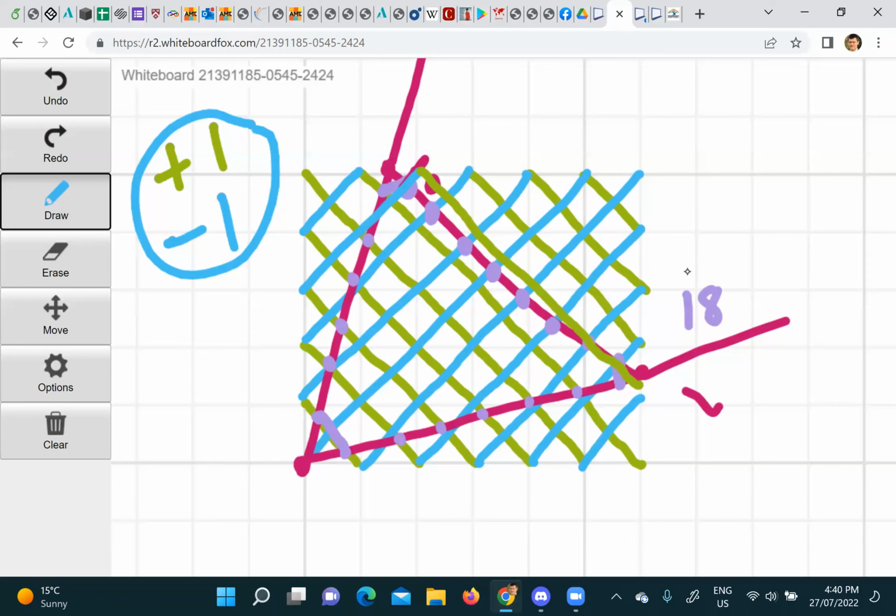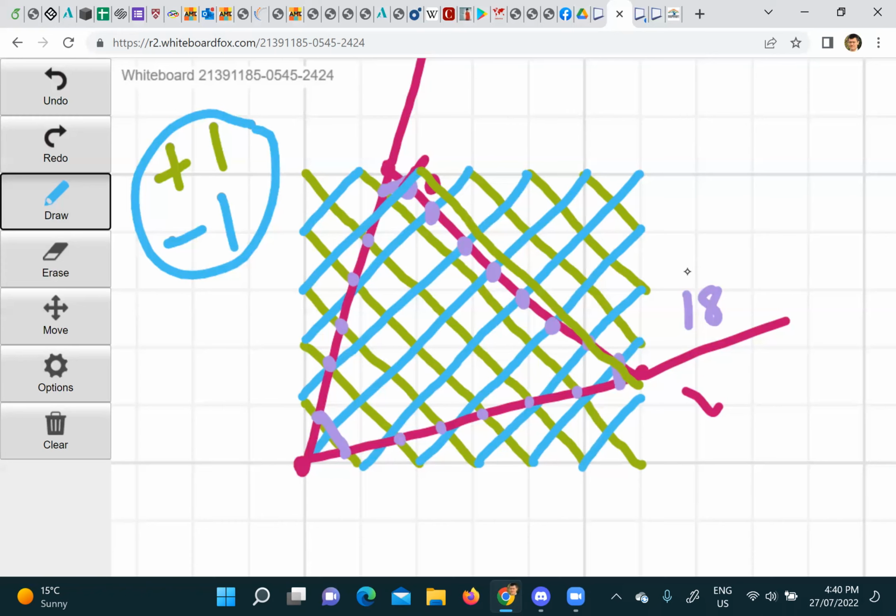Okay. Let's see if your question has anything to do with this. Why would you always get 18? Ah, good question. Why would you always get 18? Okay, so what we did was we drew this triangle. So this is a good summary of what we just did. We drew this triangle, we got 18.